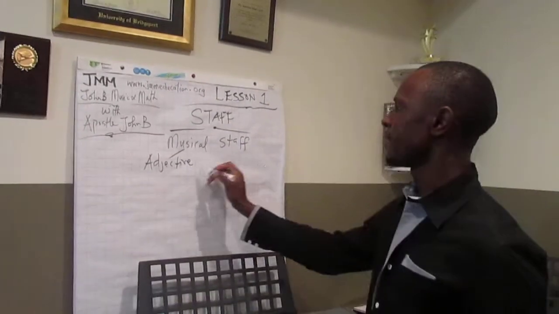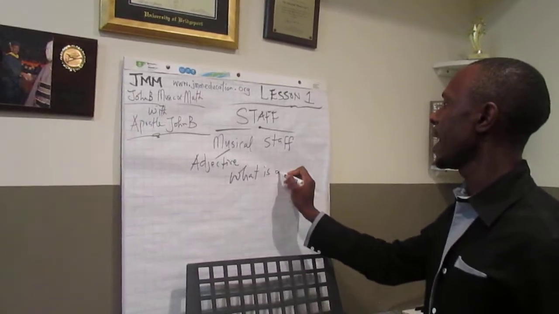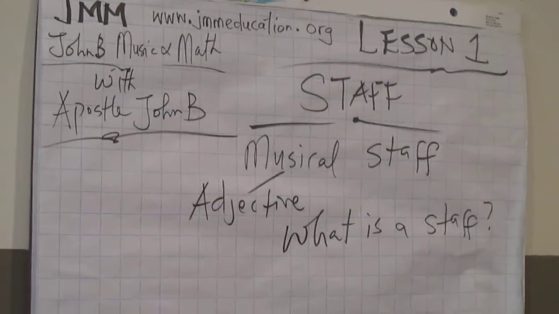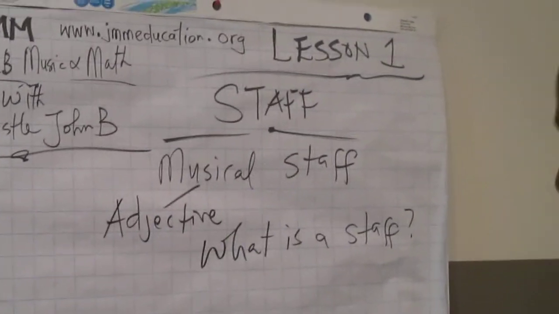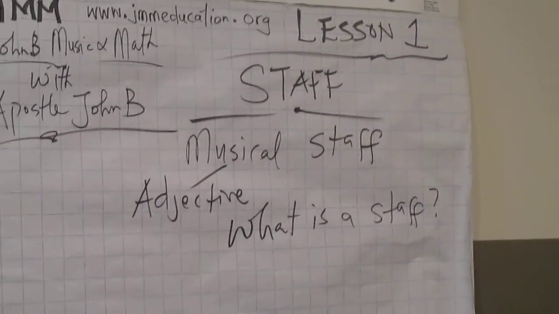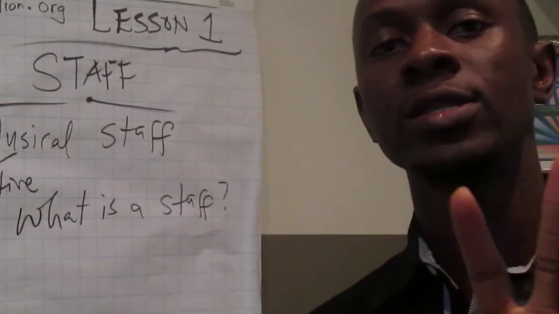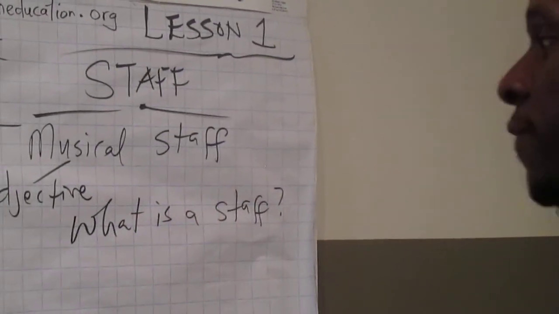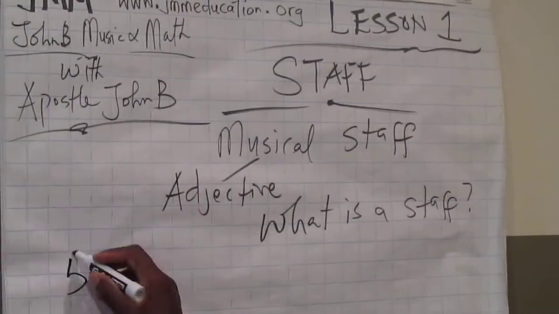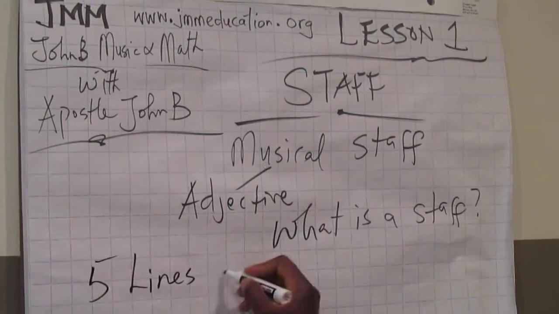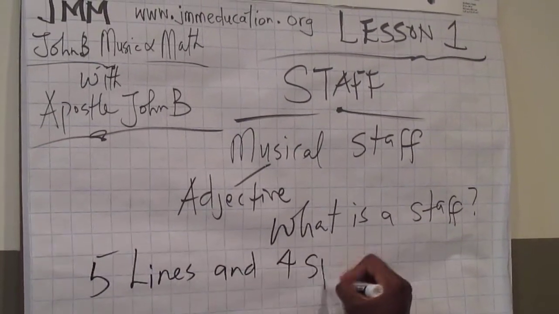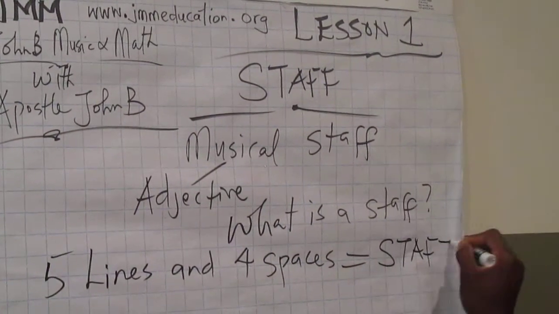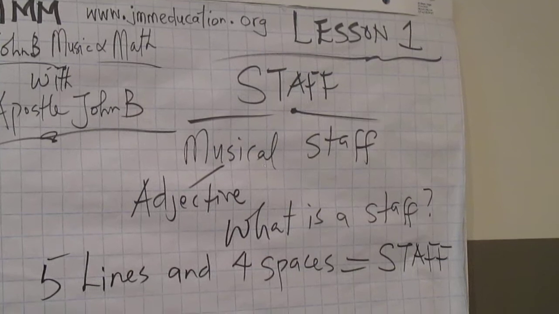Now, what is a staff? Or if you will, what is a musical staff? What do you think? A staff actually has 5 lines and 4 spaces. A staff is a combination of 5 lines and 4 spaces. 5 lines and 4 spaces equals a staff.